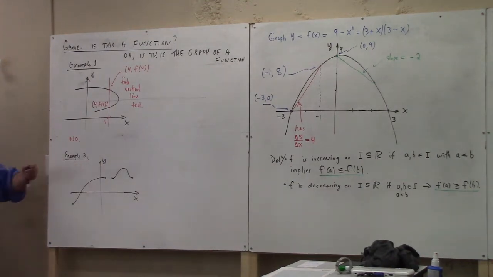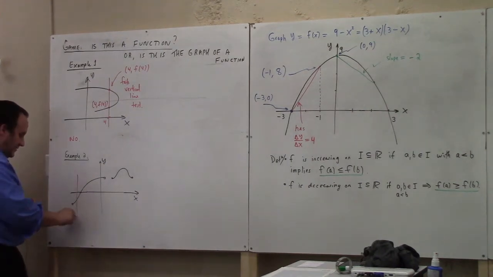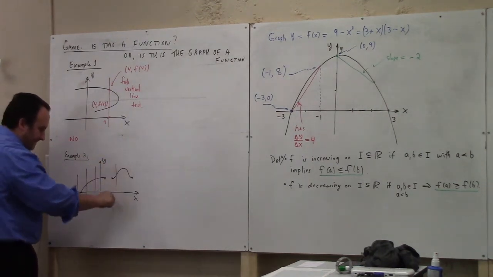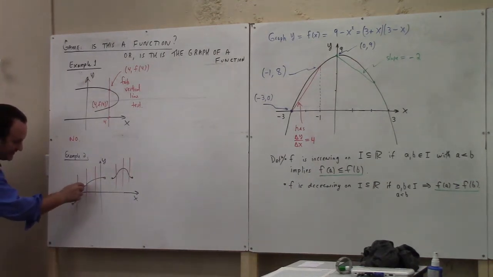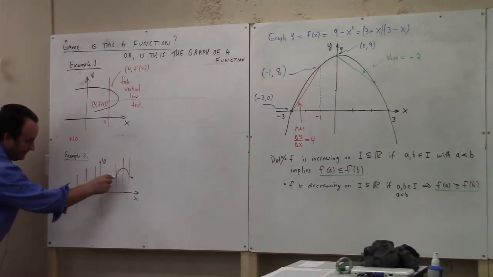But this is a function because any vertical line you can think about, right? Doesn't matter which one. It only crosses through the graph of the function just once. There's a unique y value assigned to each x input in the domain, right?